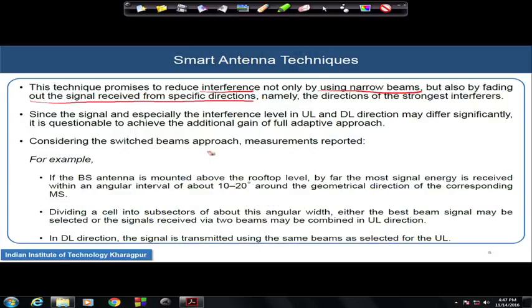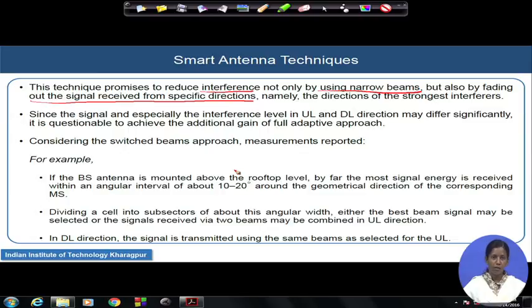Since the interference level in the uplink as well as in the downlink has a totally different kind of interference pattern, this technique is questionable for achieving additional gain with the full adaptive algorithms. That is why the full adaptive algorithms are not so popular in practice.